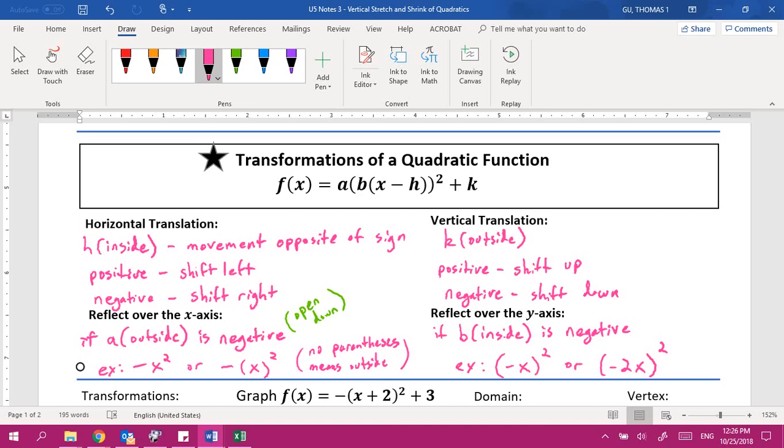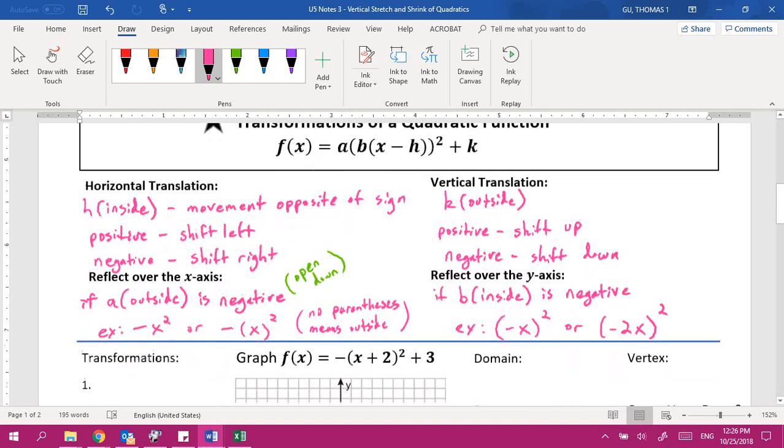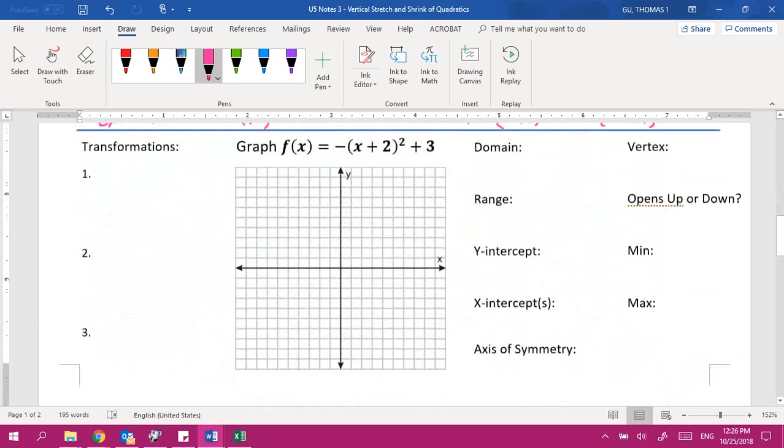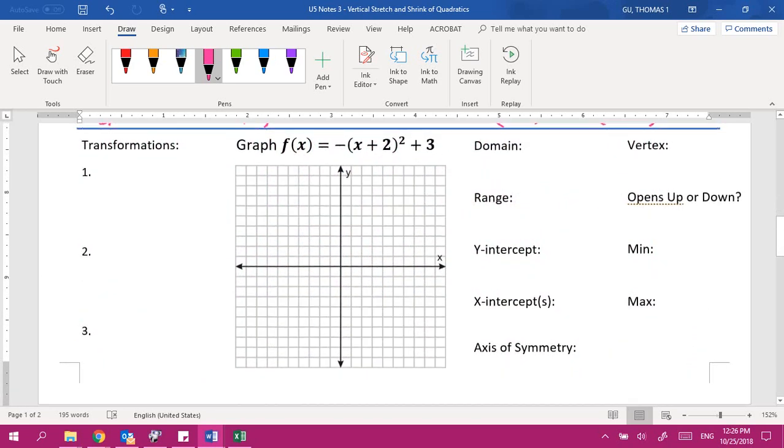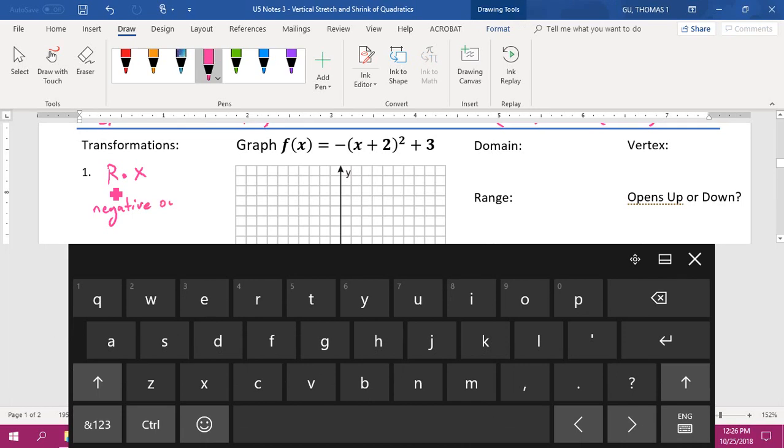All right, so let's do a basic example of transformations of a quadratic function, okay? So right here, look down at this example. This graph is f of x equals negative, parentheses, x plus 2 squared, plus 3. All right, so we're going to list the transformations. When you do transformations, you go from left to right, okay? So what's the very first transformation you see? Reflect over the x. That's right. And what told you that? The negative sign on the outside. Negative outside.